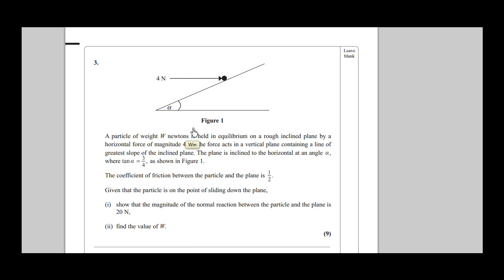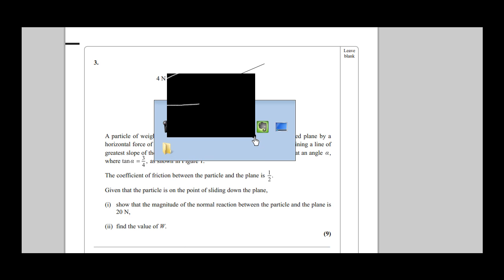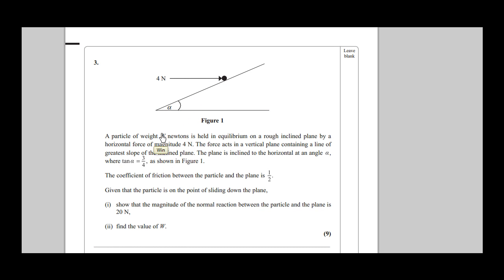So it says rough inclined plane. So there is friction, but I don't know which way to draw it yet because I haven't read the question, so I don't know if this is about to slide up or about to slide down. Depends on the mass of this in relationship with the 4 newtons. So let's have a look. Particle of weight W, so I'm going to already make a change here and call this what they've given me, so that we're talking in the same terms as the question. They want me to call this W.